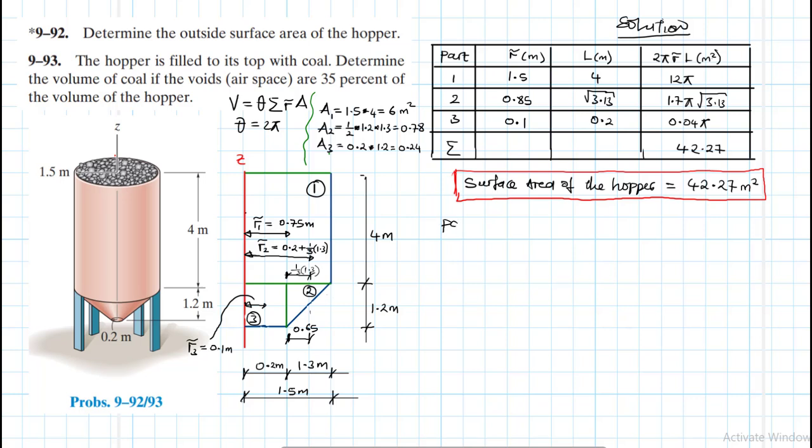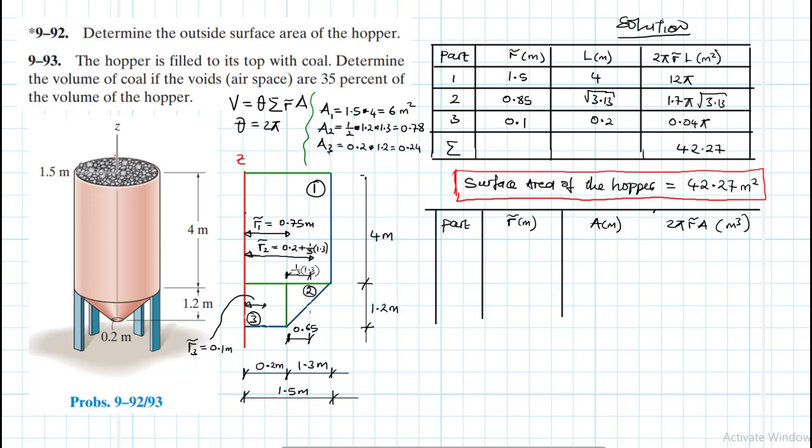Let's draw a table again. So we have part, we have R curled in meters, we have, instead of L, area, and then we'll have 2 pi R area, in cubic meters. This is volume. So let's draw quickly a table like we did in the other case. Okay, there we go. Great.